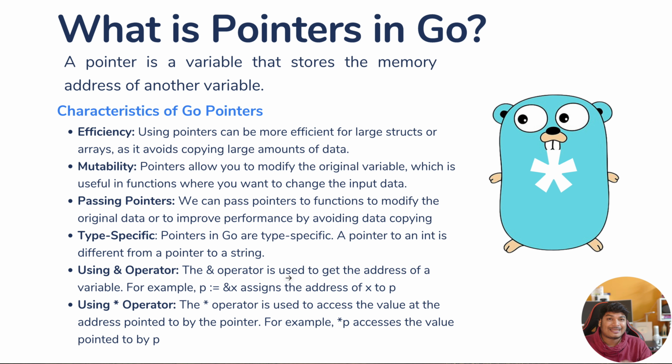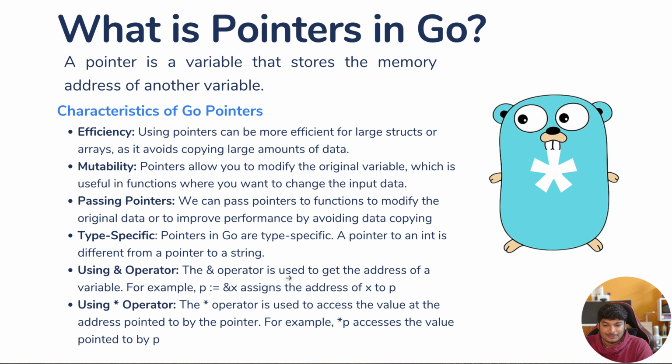Now let's learn about the characteristics of Go pointers. First point, efficiency. Using pointers can be more efficient for large structs or arrays, as it avoids copying a larger amount of data, because you are not passing the array value or some bigger struct values to a different function or other variable. You can just pass the memory reference, which is much smaller, right?